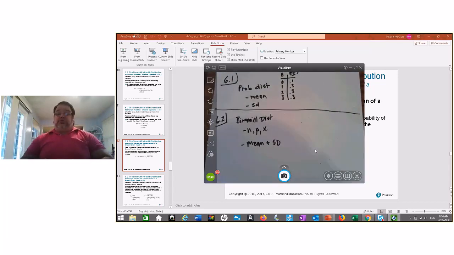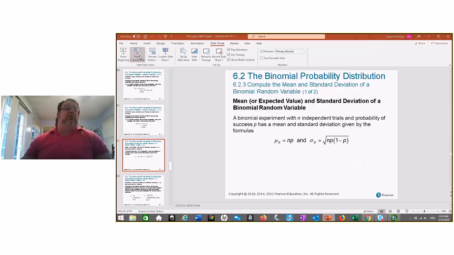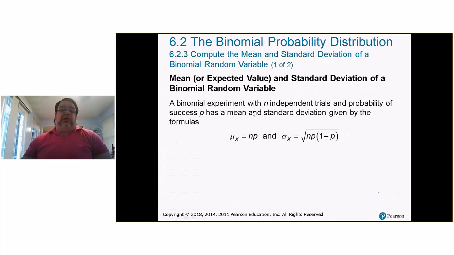I'm just trying to keep this separate because I don't want you to get bogged down with what do I need to do here and what do I need to do here. All right, here are the formulas for those two. There's the mean, NP, and there's the standard deviation, NPQ.